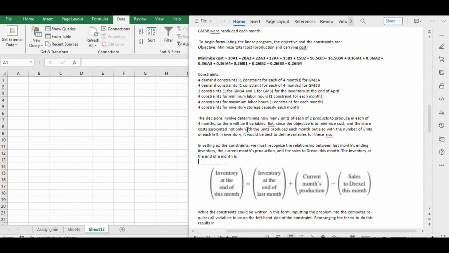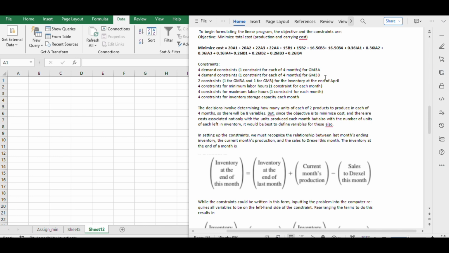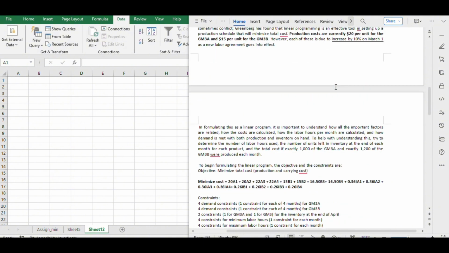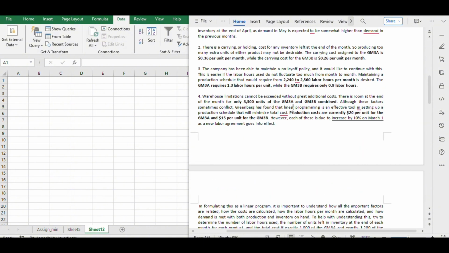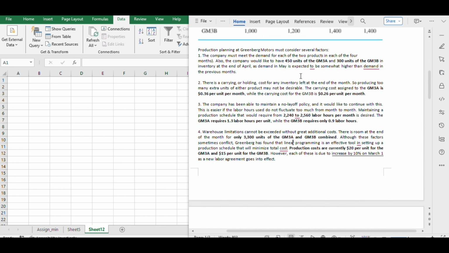For the constraints, we all know that we have several factors to identify. First is the demand constraint, second is the labor hours, and the third is the storage capacity. For the first model, GM3A, we have the demand constraint, which means that there is one constraint for each of the 4 months. And also for the GM3B. Second, we have 2 constraints for the inventory at the end of April. As we can see, it is stated there that there is a combined inventory.